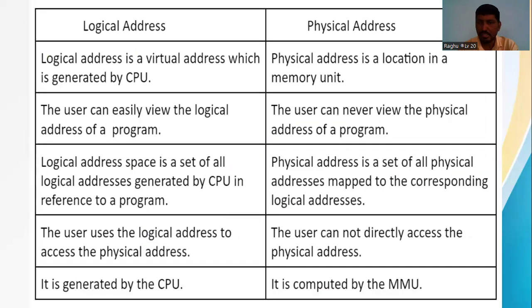And the physical address space is the set of all physical addresses mapped to the corresponding logical addresses. So the user uses the logical addresses to access the physical addresses. The user cannot directly access the physical address. The logical address is generated by the CPU, as I already told. The physical address is computed by the MMU, the memory management unit.